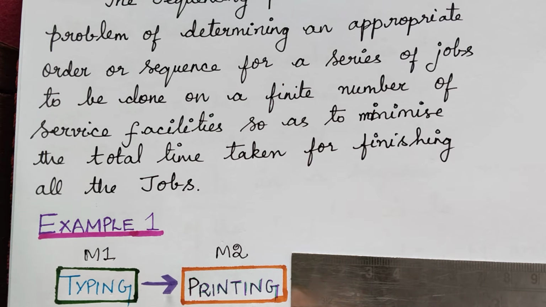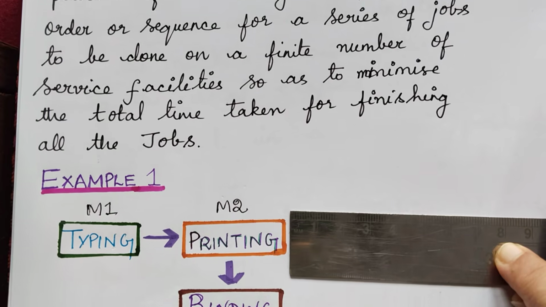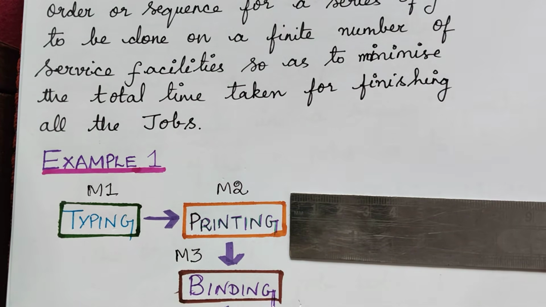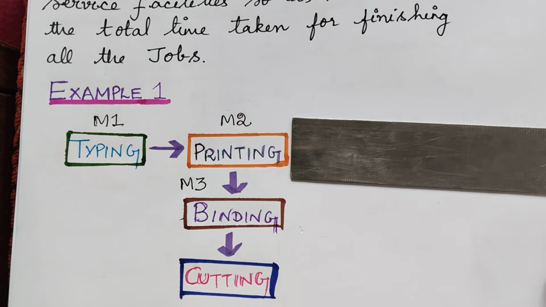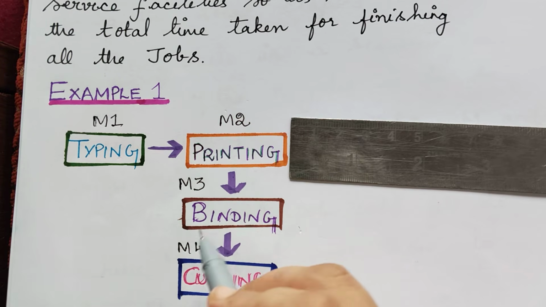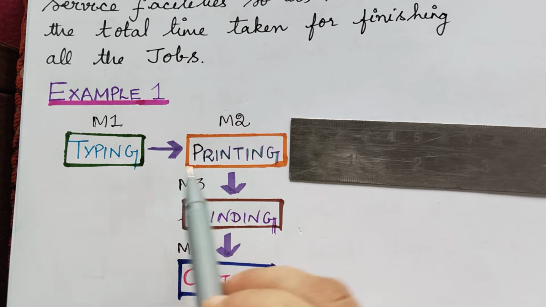And we can have 5 jobs, that is 5 books to be printed. In which order to print the books will be the sequence for the series of jobs to be done. And if another machine is also included, that is, if we want to bind the book, then binding will be M3. And also after binding we have to go for cutting, so that will be done by another machine M4. So this is an m machine problem, that is, we have more than 2 machines.